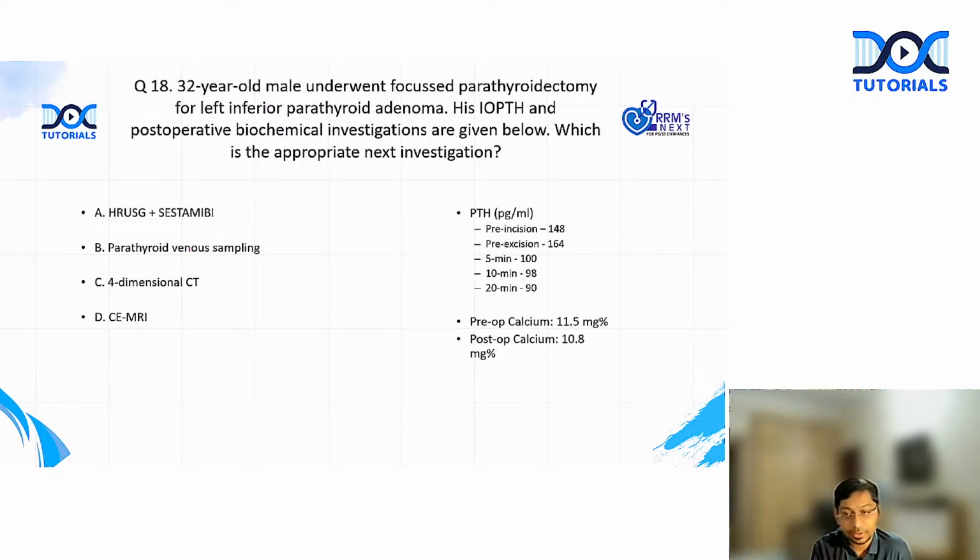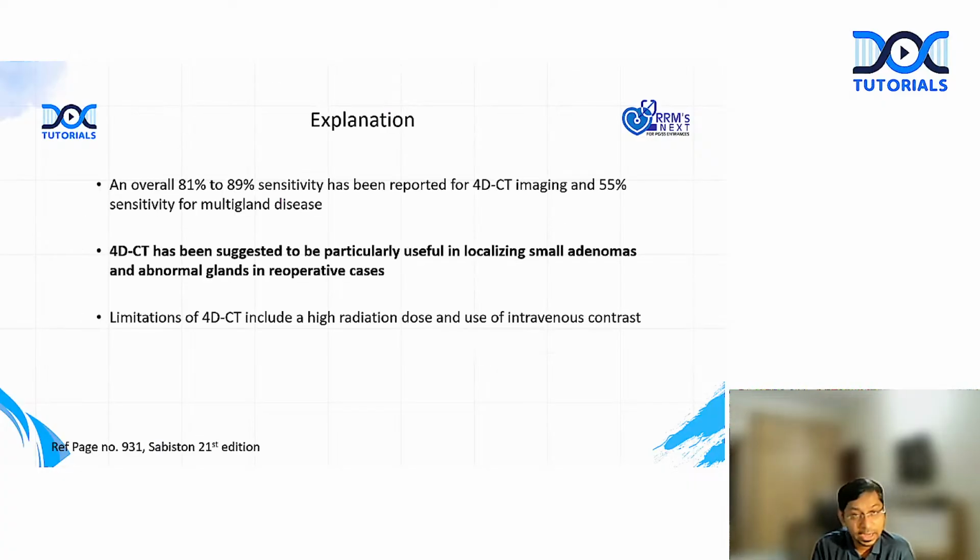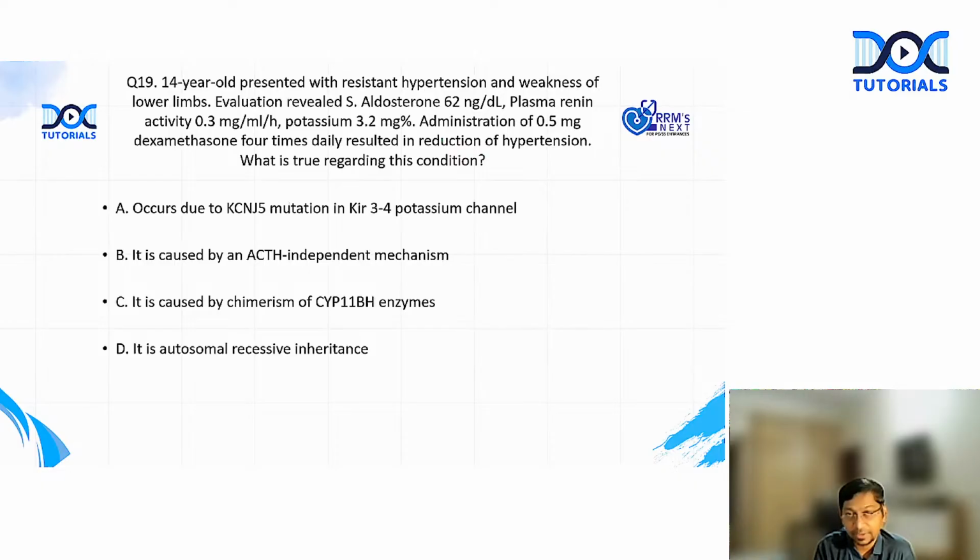Now, if a 4-dimensional CT or a MRI does not give us the answer, then we move on to the invasive modalities, which are basically parathyroid venous sampling, or we can use parathyroid angiography. So these are all options that we have. These are invasive options that are not used as first line for reoperative. First line for reoperative parathyroid surgery or redo parathyroid surgery or failed parathyroid surgery is to use a 4-dimensional CT.